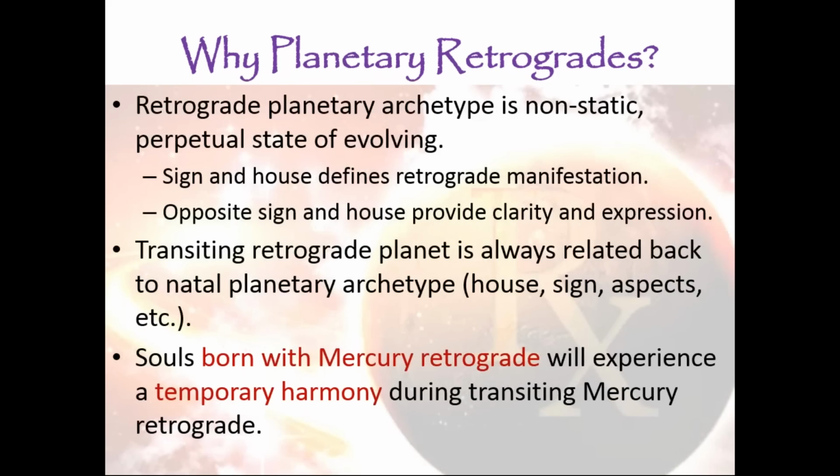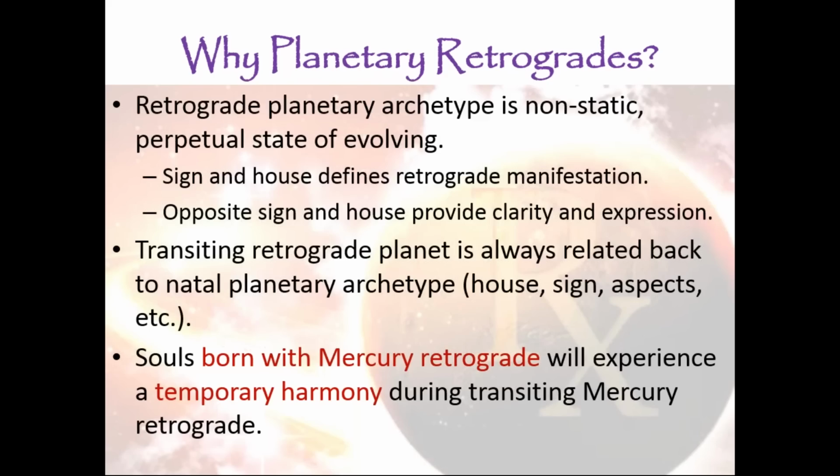Now, a retrograde planet is non-static. It's throwing things off, so it's in a perpetual state of evolving. You will look to where that retrograde planet is transiting by sign and house. It will define how that retrograde is going to be manifesting for you personally. And it is the opposite sign and house that is going to give the clarity, the expression, the objectivity to the planetary retrograde.